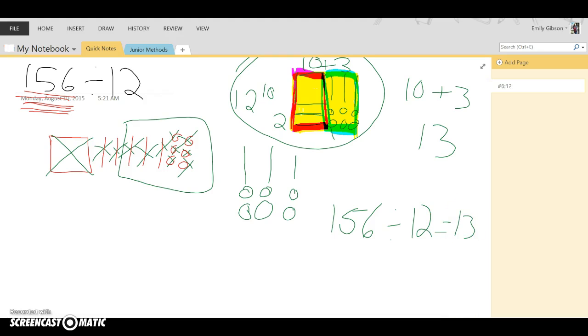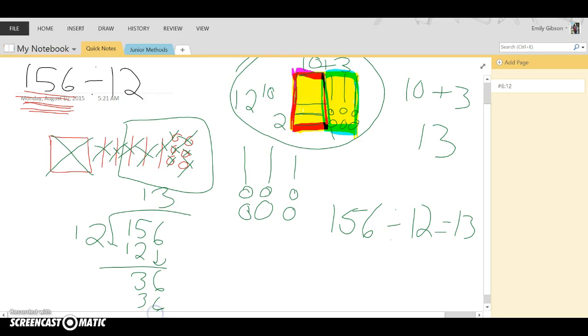Okay, and so for the parents who don't think that this is a valid method, let's just try it. We'll check it. 156 divided by 12. How many times does 12 come into 15? Once. 15 minus 12 is 3. How many times does 12 come into 36? 3. 12 times 3 is 36.